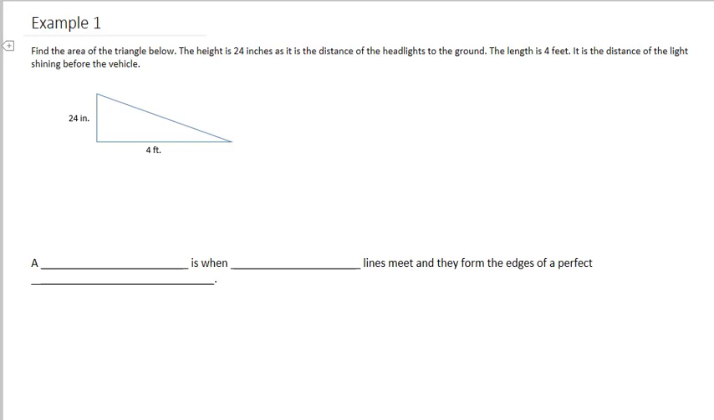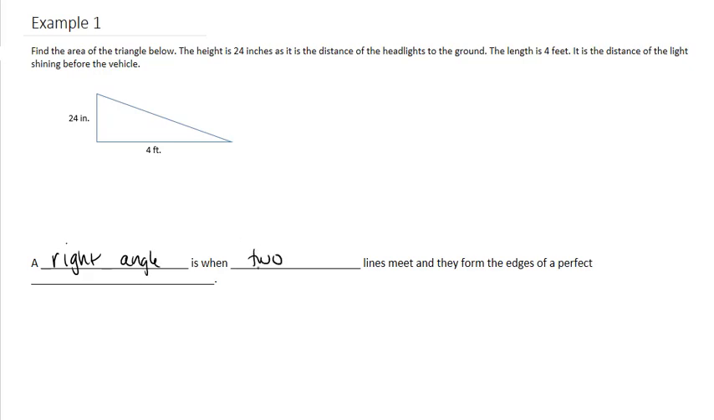Find the area of the triangle below. The height is 24 inches, as it is the distance from the headlights to the ground. The length is 4 feet. It is the distance of the light shining before the vehicle. Now a right angle is when two lines meet and they form the edges of a perfect square.